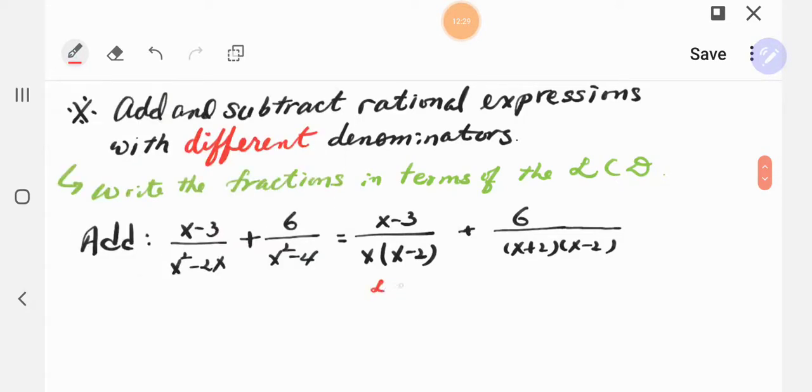So we have two denominators. The LCD is the product of x and x minus 2, this one, and x plus 2. And x minus 2 is already used. So the LCD has three factors.